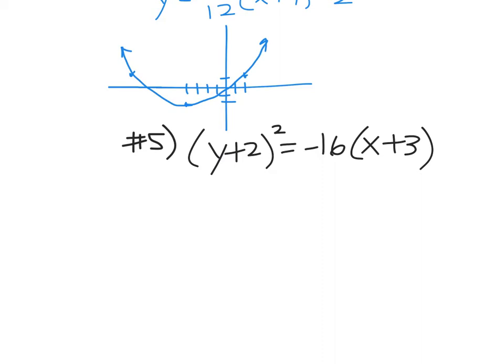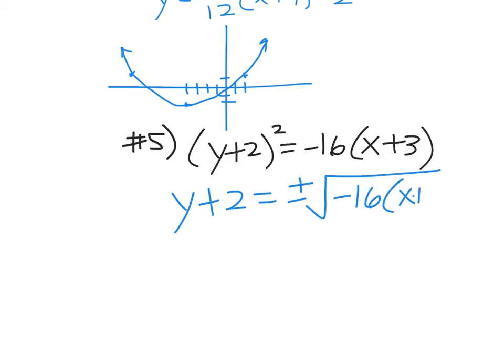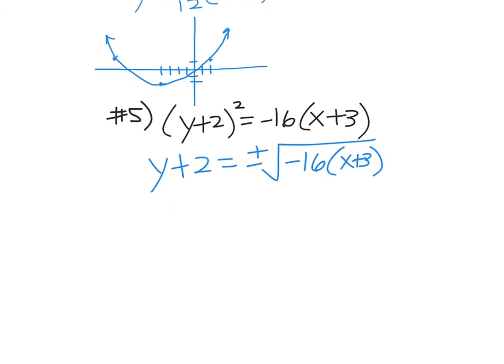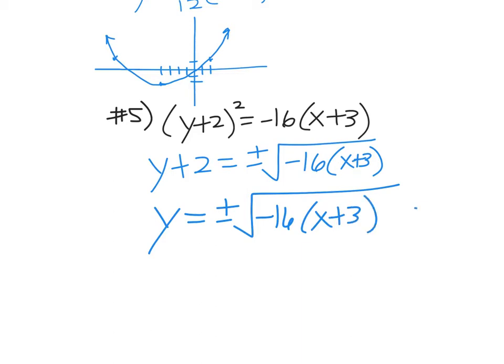You can graph it by hand if you don't want to do it on your calculator. You don't have to, but a lot of you like to. So we have to solve for y. To solve for y, we need to take the plus and minus square root. So you get y + 2 = plus or minus the square root of -16(x + 3). It's okay that there's a -16 in there, no problem. And then subtract 2 to the other side: y = plus or minus the square root of -16(x + 3), minus 2.